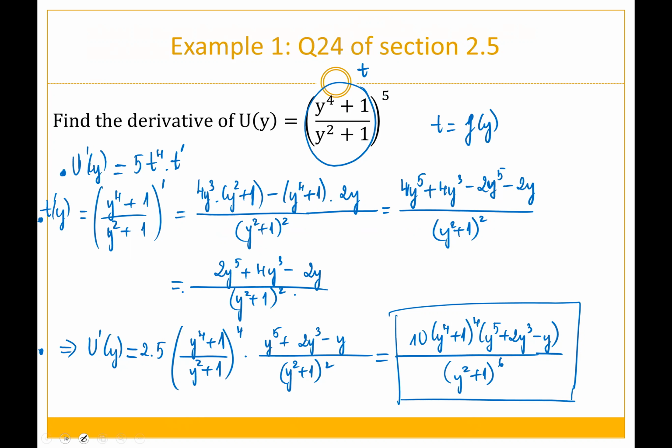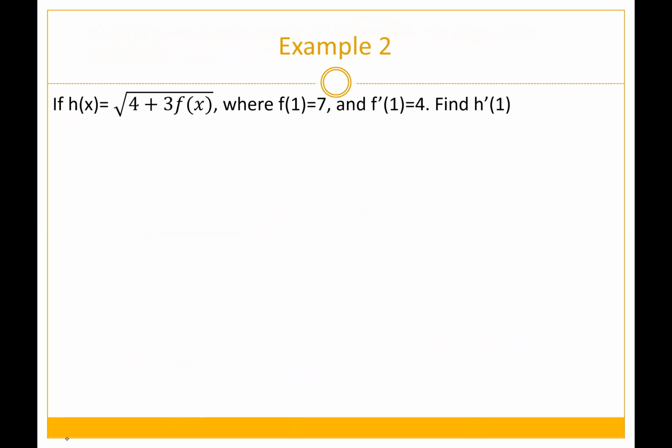So that's example 1. Now we're going to go to example 2. Similarly, but this one is a little bit more numerical, when you're given some values and it's asking you to find what h prime of 1 is. Given the relationship between h and f, h is kind of like the square root of some function of f. So let's use chain rule to break it down first before dealing with the numbers.